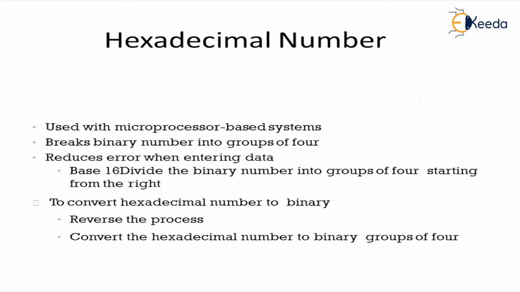Now what do you understand by the hexadecimal number system? Hexadecimal number systems play a very important role in the computing of instructions in microprocessors. It is formed in groups of 4, and it is also very important because it reduces errors when entering data. Base 16 divides a binary number into groups of 4 starting from the right. Now we need to convert hexadecimal into binary. It is always the reverse process. Convert the hexadecimal to binary, and it should be in groups of 4 bits.